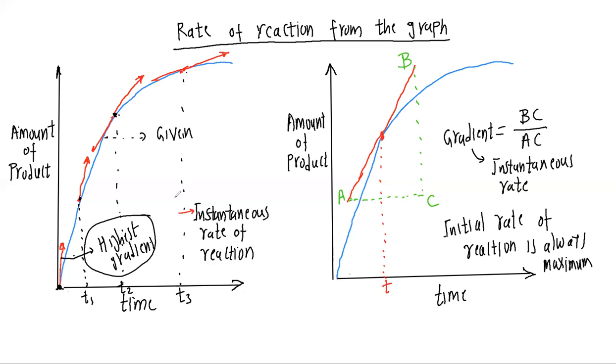And that comes out clearly from this graph. As the time progresses, the gradient of the tangent keeps on decreasing. It means the rate of reaction starts falling. Very simple concept. Okay. Hope this is clear to you.